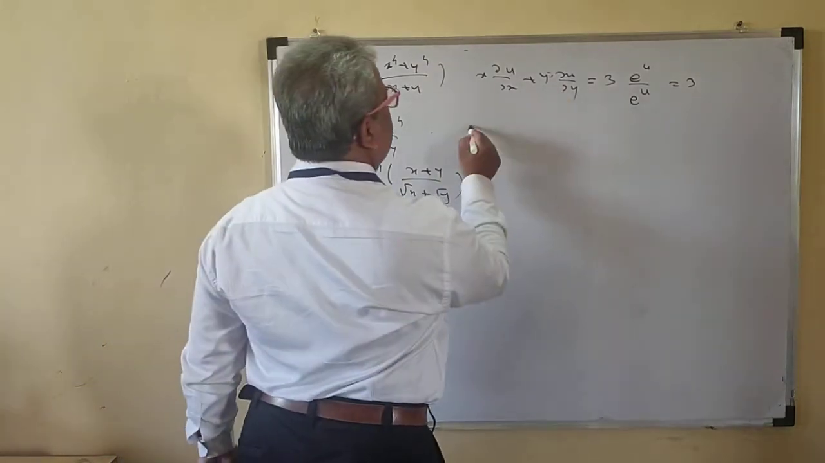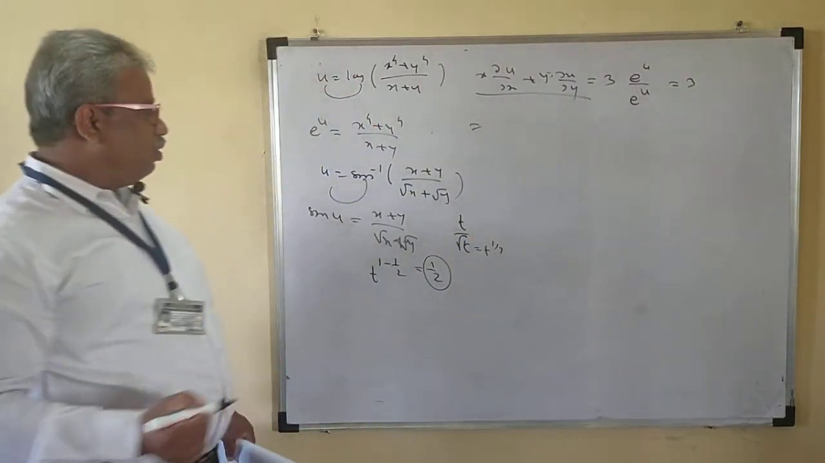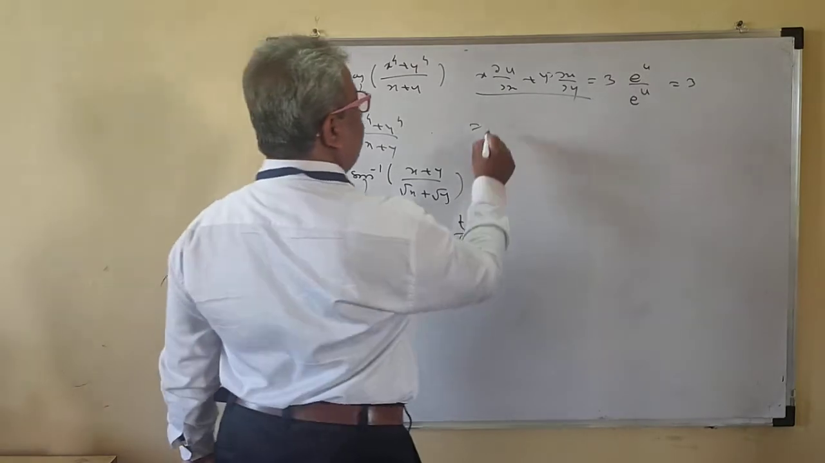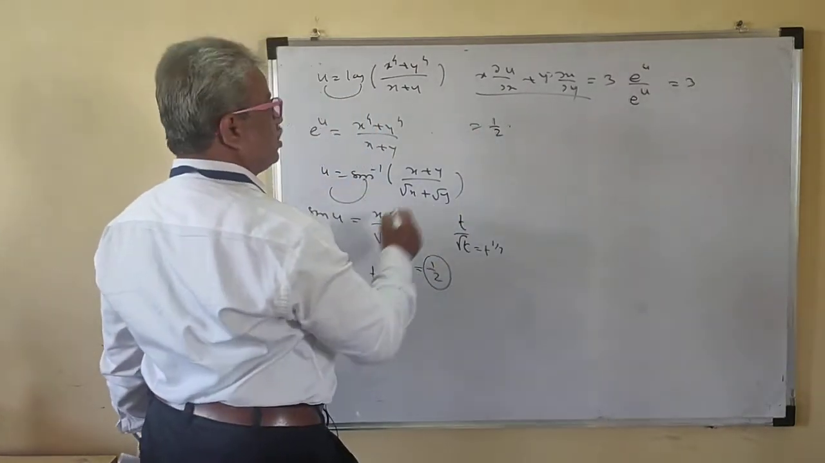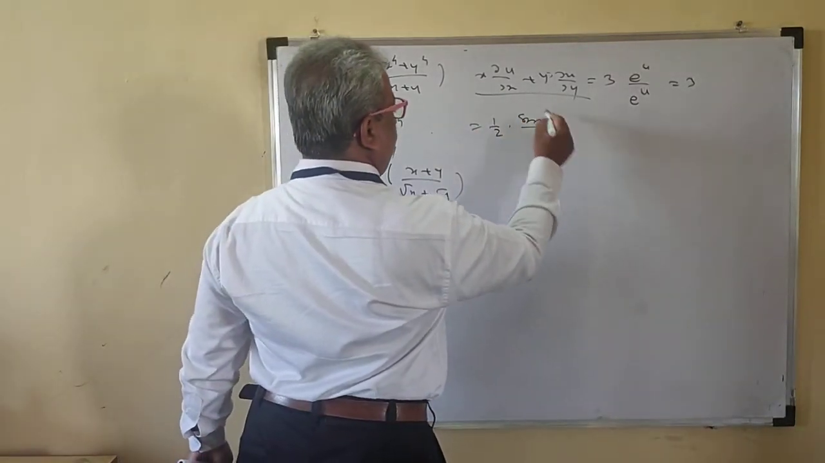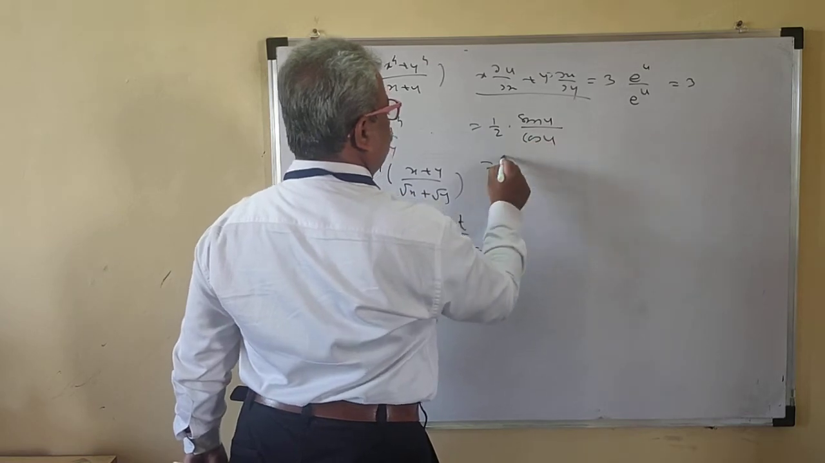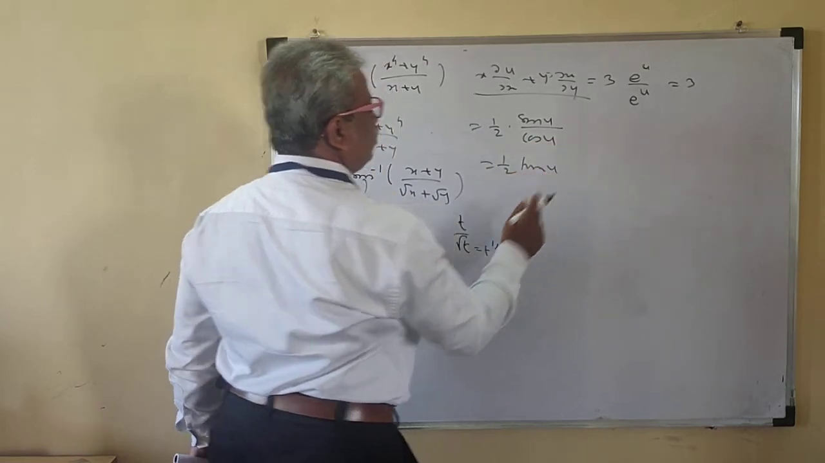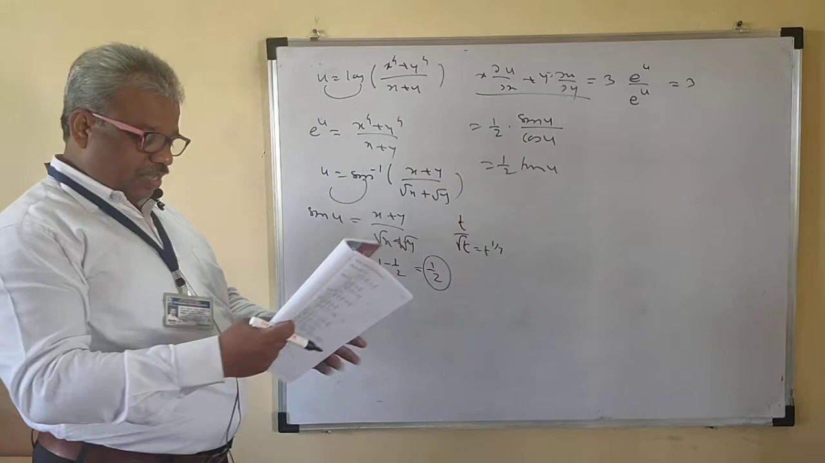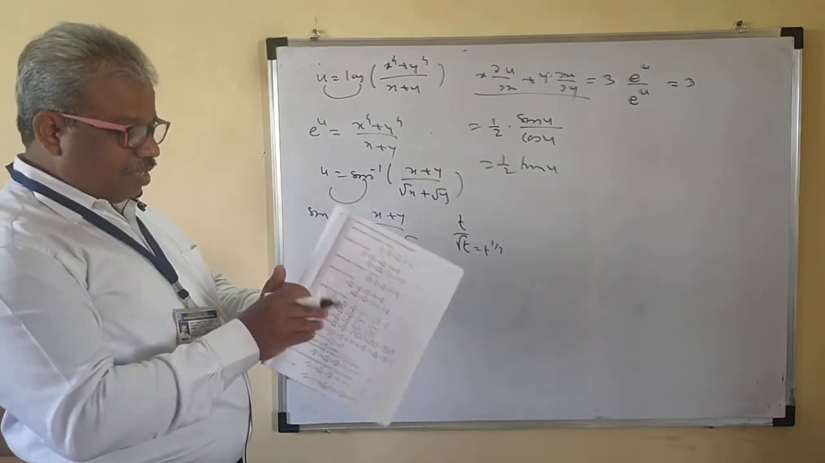Then what is the value? This will be x ∂/∂x + y ∂/∂y, and the value will be the degree, which is half. Your function is sin u, and the derivative of sin u is cos u. So this is 1/2 tan u, which is your required answer. Tan u is the required answer.